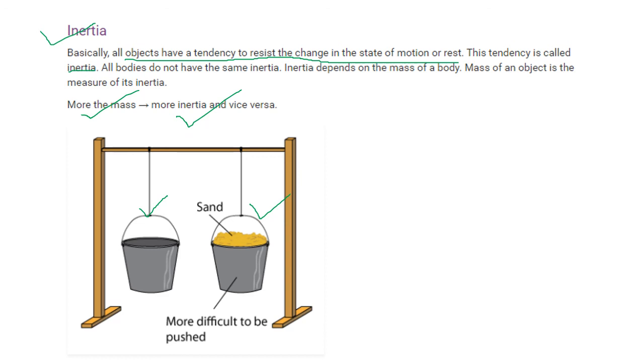So different objects have different inertia. They cannot have the same inertia, depending upon the mass of the body. For example, this is an empty bucket and this is filled with something. So this bucket's inertia will be different from that bucket's. More the mass, more the inertia. In these two buckets, this one has less weight and less inertia than the heavier one, which contains sand, so it will be heavy. That means more inertia, and it is more difficult to push from here.